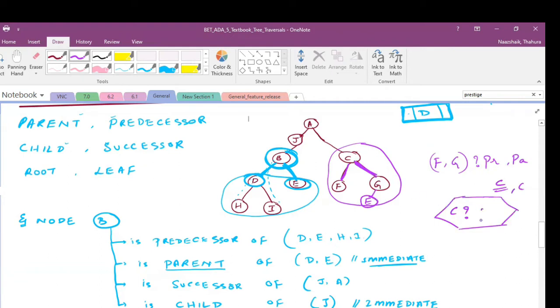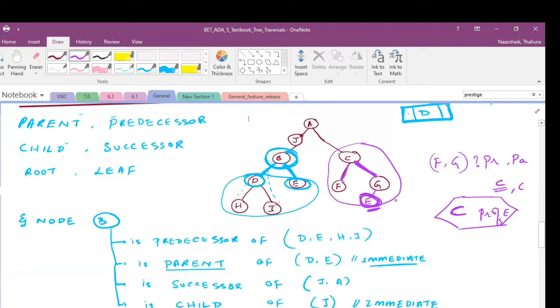Is the C node predecessor of E? Is this true? I'm saying C is predecessor of E. I'm talking about the C. Is it true? True or false? Is C predecessor of E? C is predecessor of E, correct or not? No, ma'am.